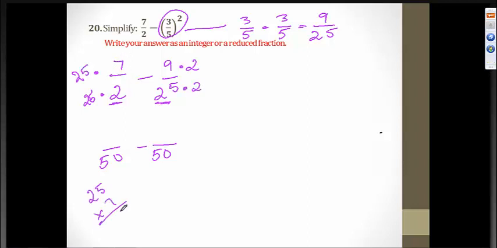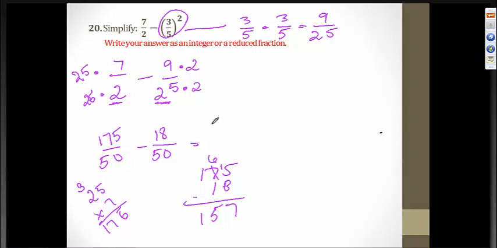So over here, that's going to be 35, right? And then 14 plus 3 is 17. So we have 175. And then 9 times 2 is 18. So we just subtract the numerators, carry, because 5 is smaller than 8, so then 15 minus 8 is 7, 6 minus 1 is 5, and 1. So we have 157 over 50, and that cannot be reduced, right?